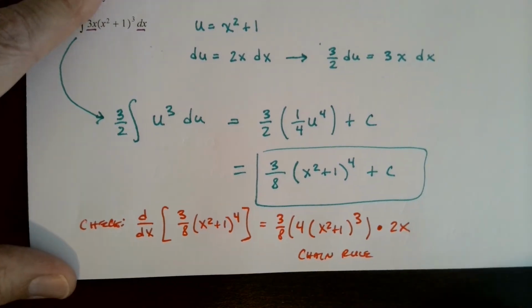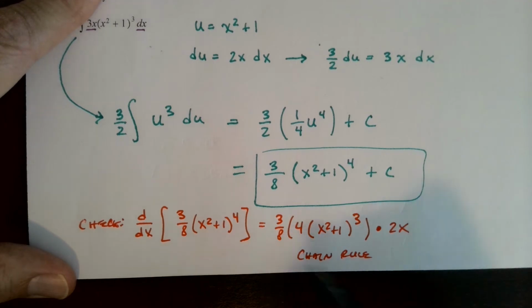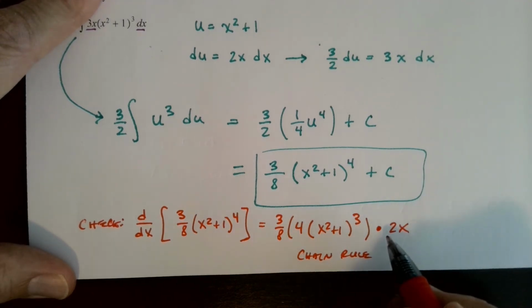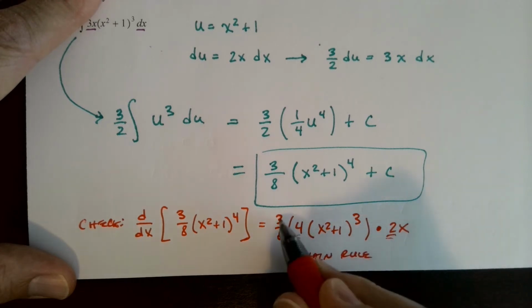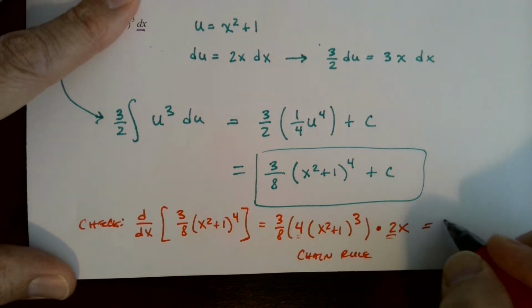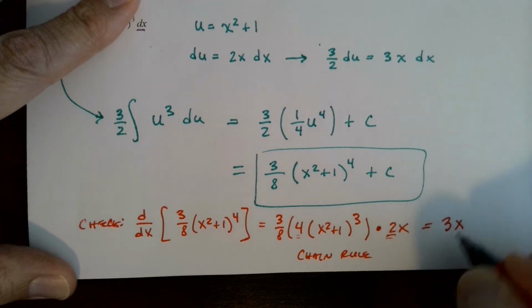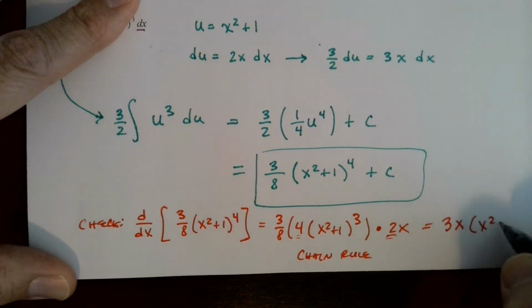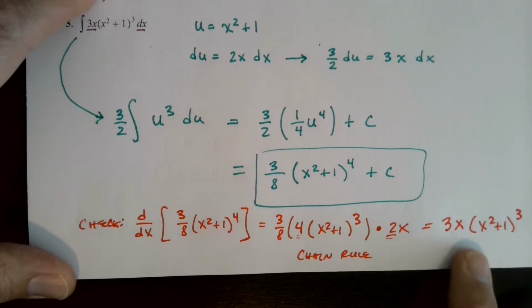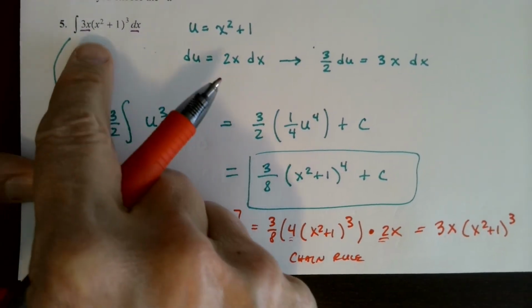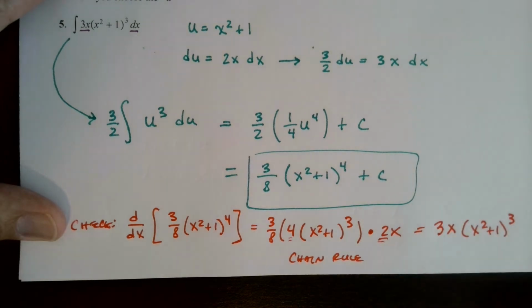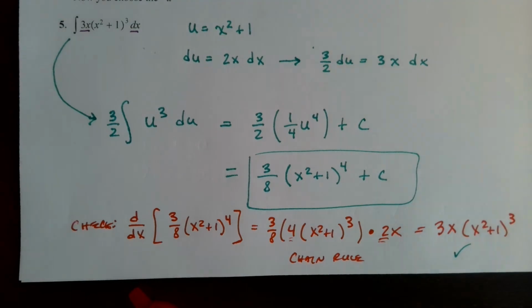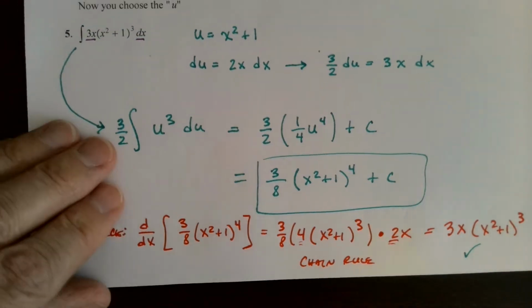Okay. And if I clean things up a little bit here, what do I get? Notice I've got 2 times 4 here. 2 times 4 is 8. 3/8 times 8 is just 3. I've got my x, and then in parentheses x squared plus 1 cubed. Is that indeed the original function we started with, 3x times x squared plus 1 cubed? It is. And so I have been able to check and confirm that that is good. So I would encourage you to do that as well.